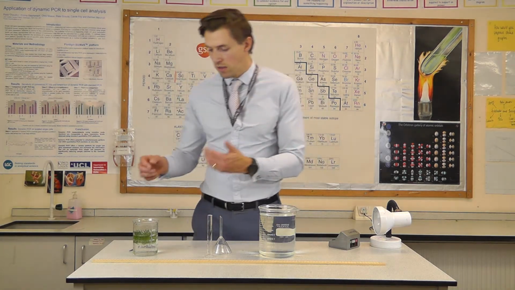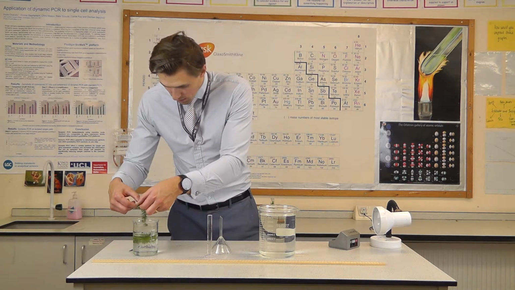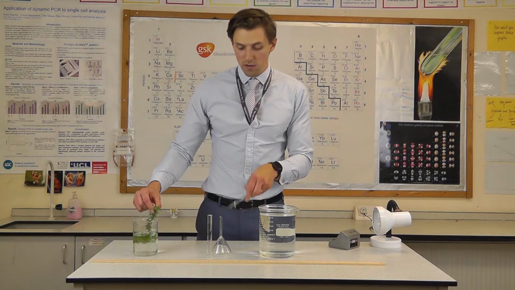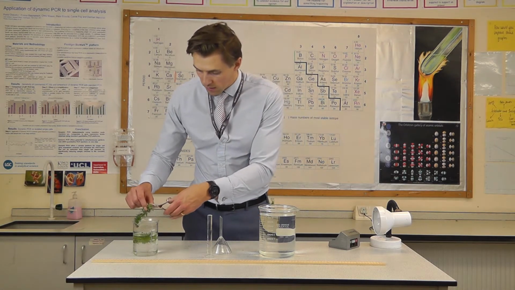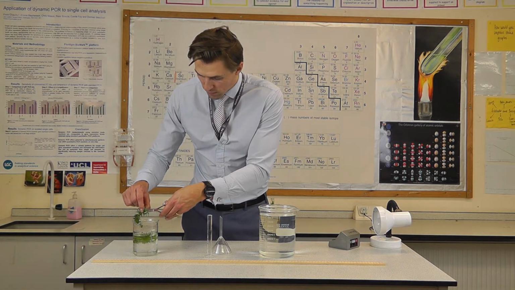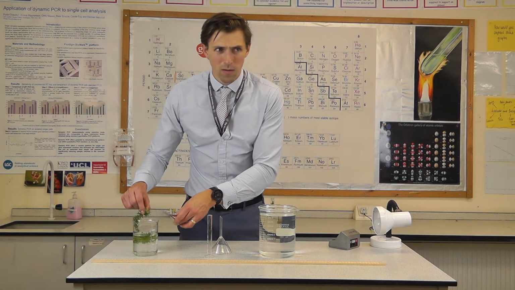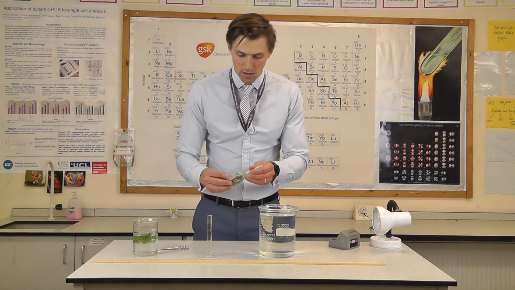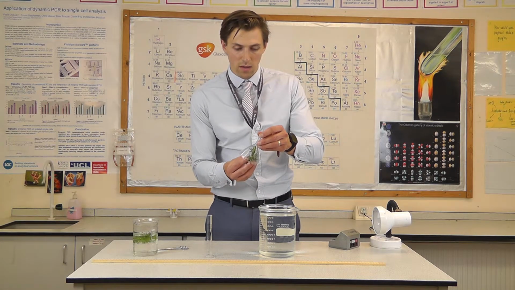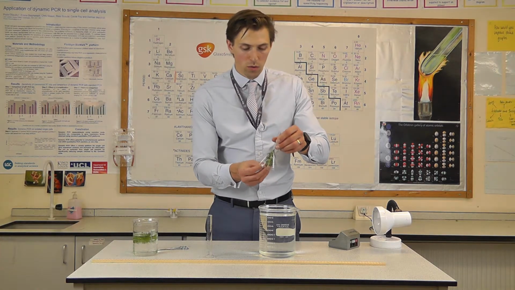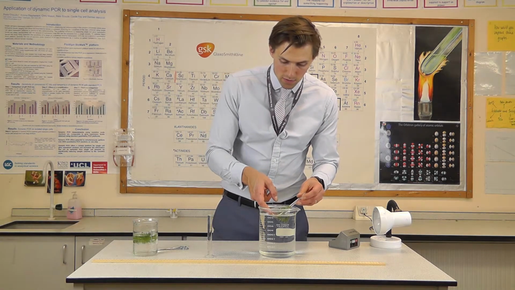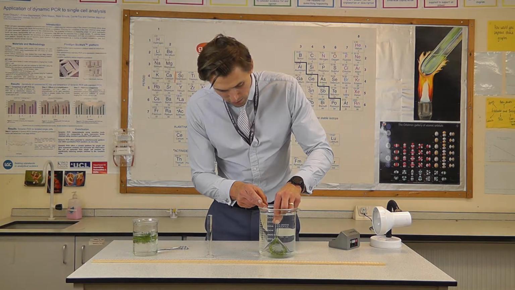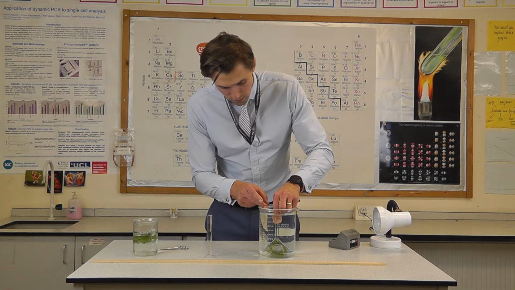All I'm going to do is take another piece of pondweed, so I'm going to select a nice piece here, and I'm going to put it inside the inverted funnel. I'm again going to snip off the end with a sharp pair of scissors, and then place it inside our funnel with the bit I've just cut facing upwards, and I need to carefully place this into our beaker and lower it down. There we go.